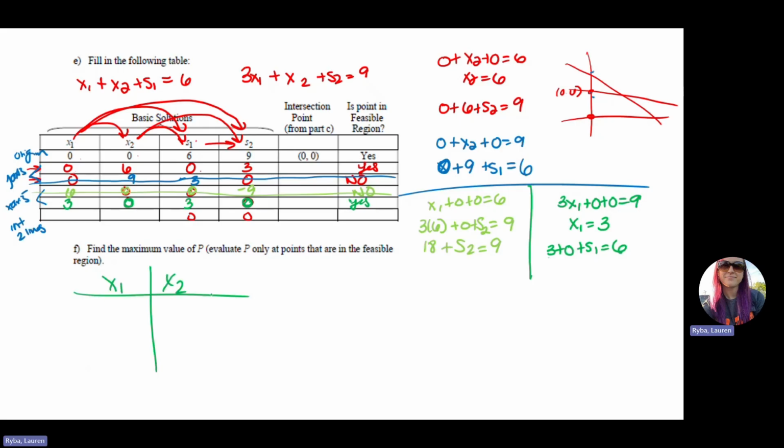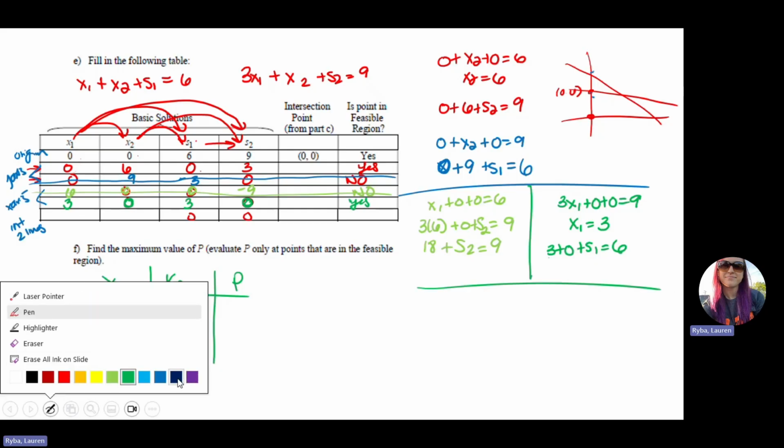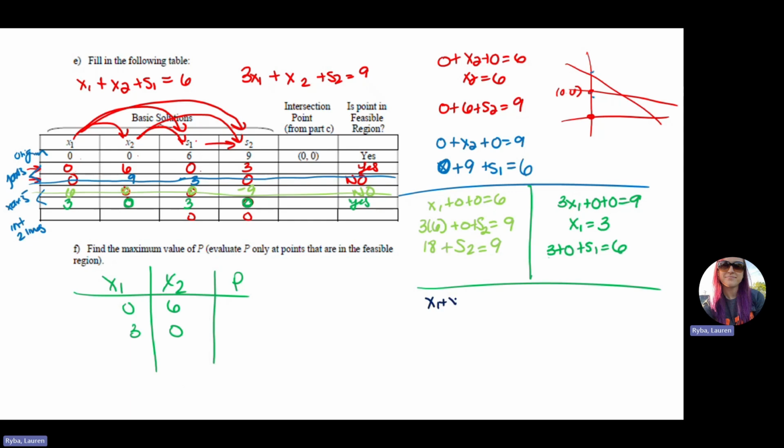So that is a good point. x1, x2, p. So far we have 0, 0, I'm not going to check. 0, 6, 3, 0, and then I need my intersection of the two lines. So it's the system of equations. So I take my two initials. x1 plus x2 is 6. 3x1 plus x2 is 9.